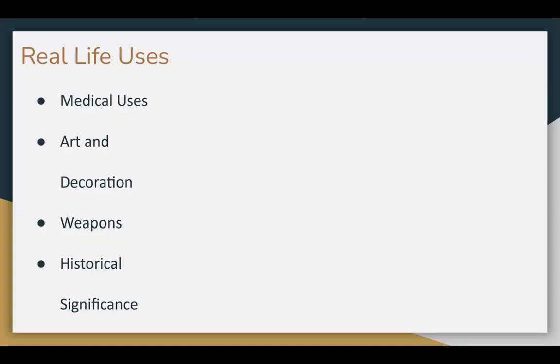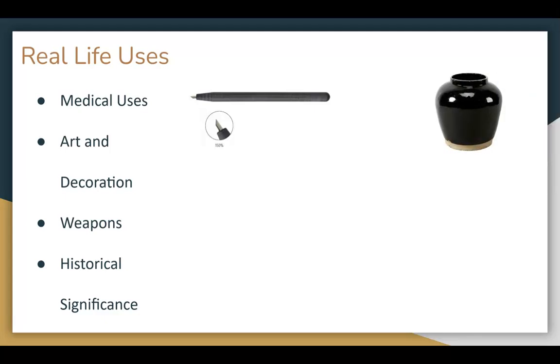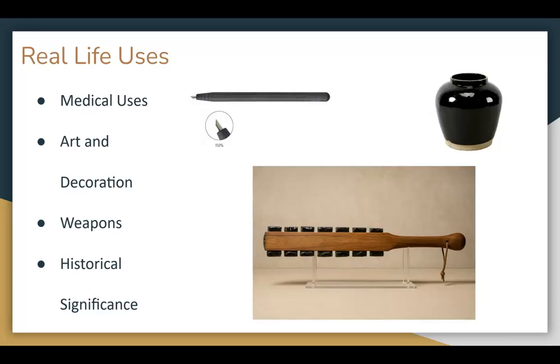And let's jump to its uses and its applications, right? So obsidian is used in medical uses like the tip of a scalpel, because some patients can be allergic to the metals that are used in the tip of the scalpel. So obsidian is used as it's a very sharp stone, and so it can be used as a replacement. Of course, we have art and decoration, for example, an obsidian vase, right? And lastly, it can be used for weapons, as shown in this Aztec weapon.